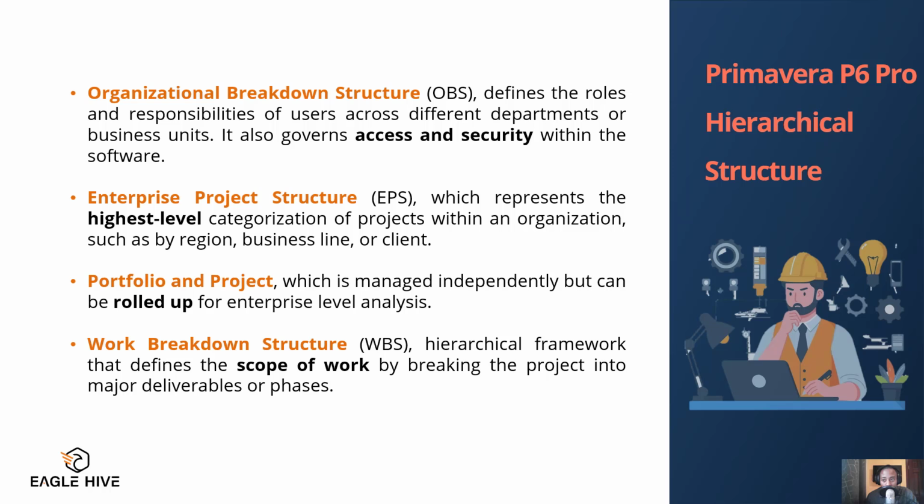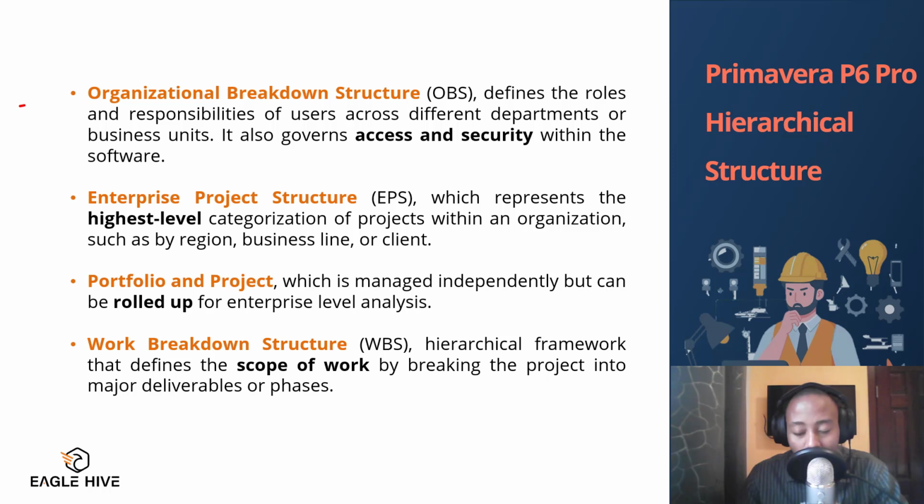After you have understood that, it's important for you to understand the hierarchy structure of P6. How is it usually organized? It is usually organized in 4 main disciplines. You start with the OBS. This is the point at which you define the roles, the access and the security of the software. So who is the admin? Who is the portfolio manager? Who is the program manager? Who is the project manager? Who is the project engineer?